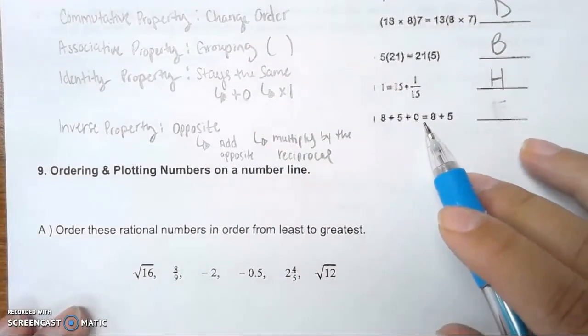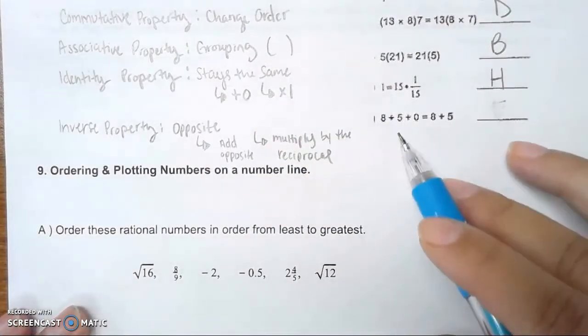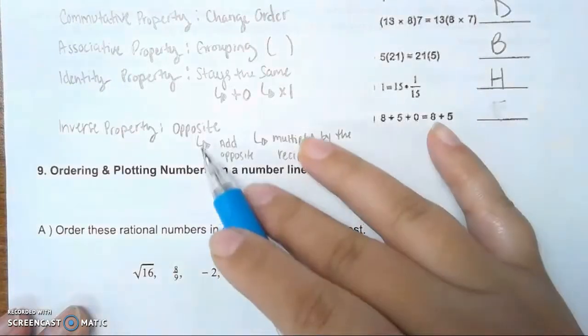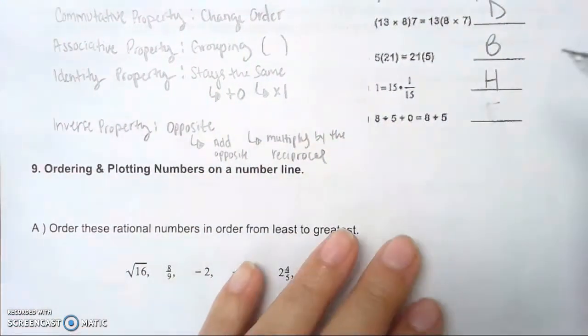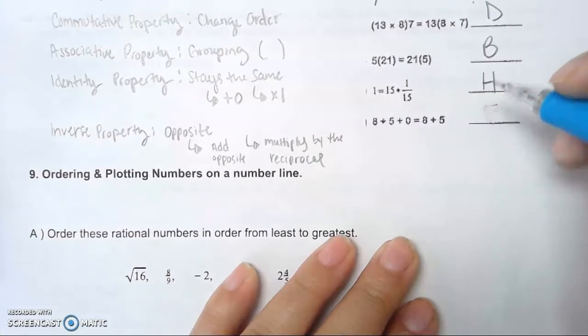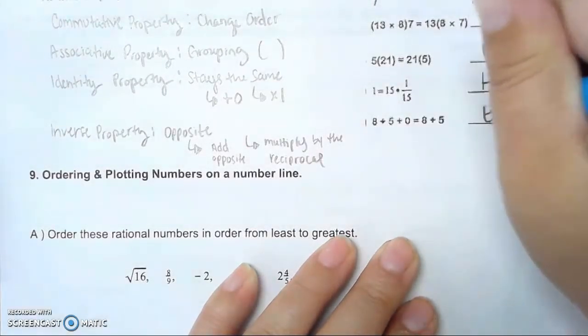So 8 plus 5 plus 0 equals 8 plus 5. We're just adding 0, so that's the identity property of addition.